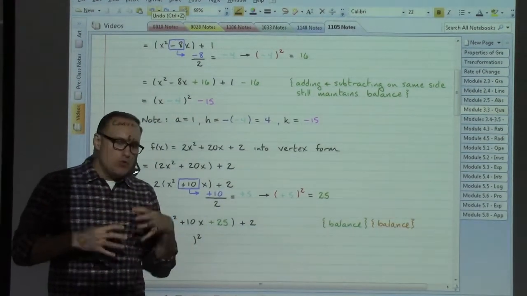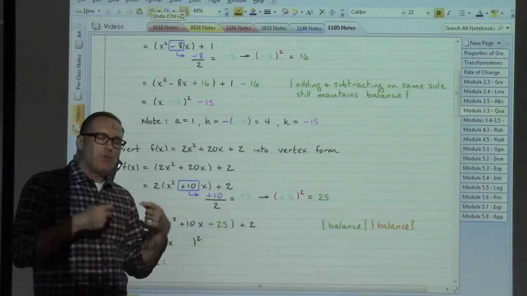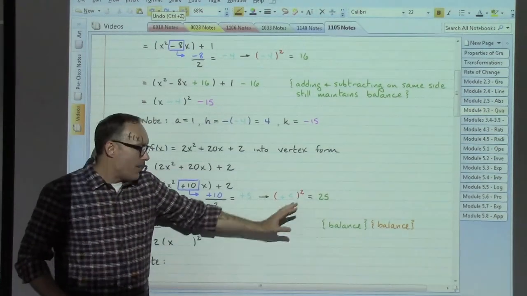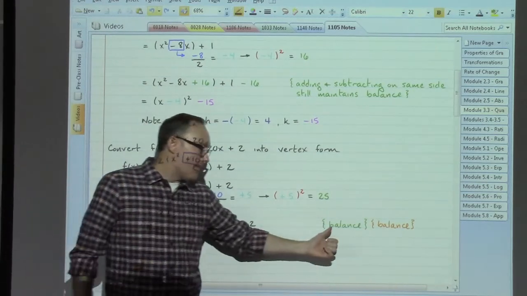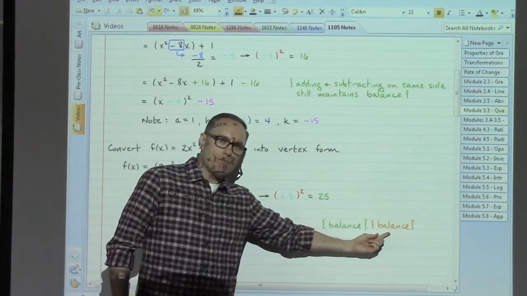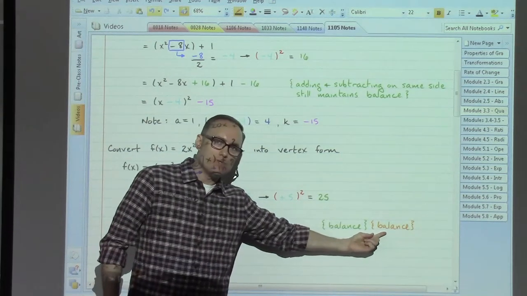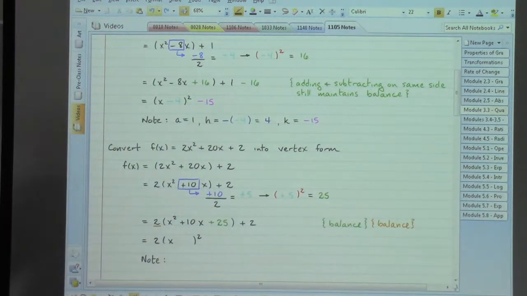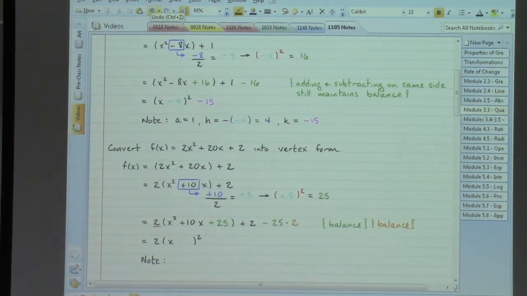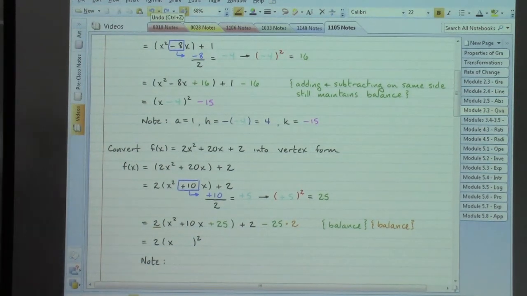If our new version of things is that we're adding and subtracting on the same side, out at the tail end, we're going to want to balance things based on the 25 and based on that number from out in front of our parentheses, which is the 2. So that balancing act means that we'll have to subtract a 25 times a 2.